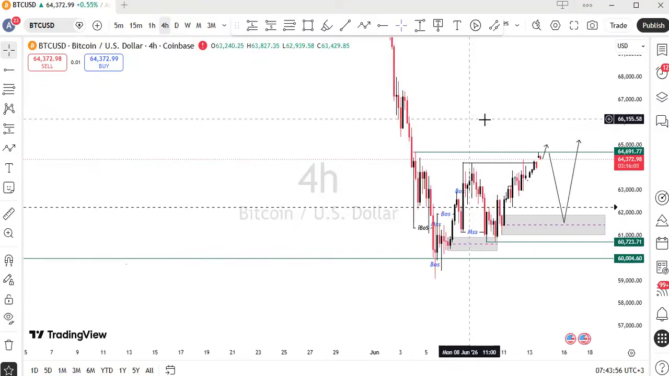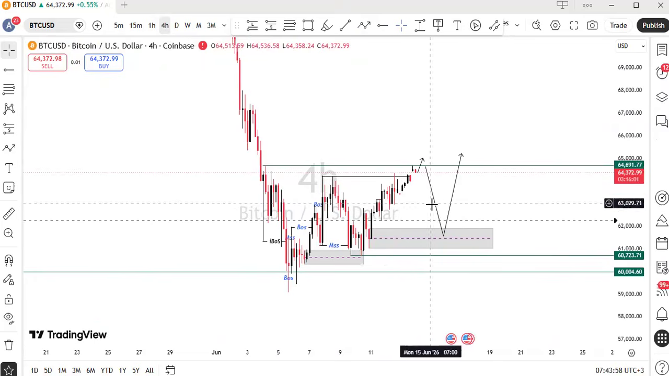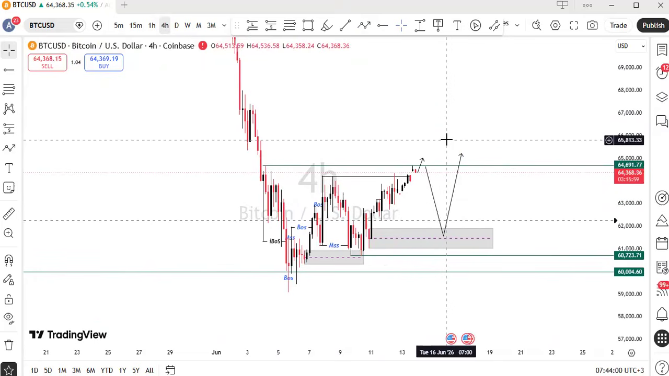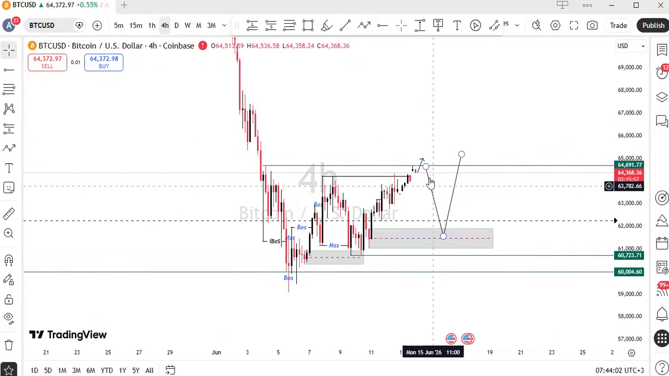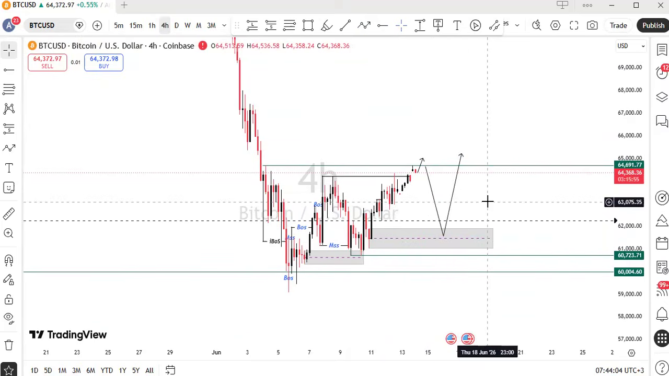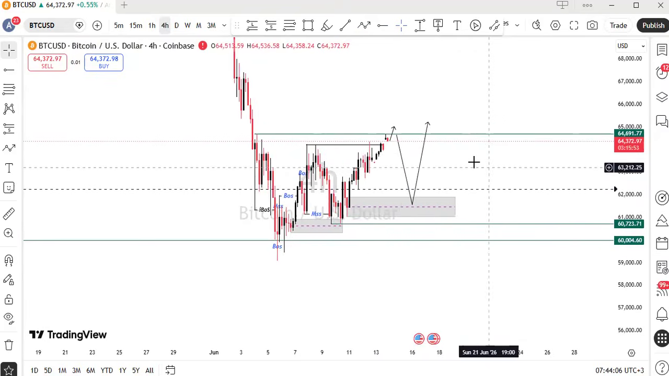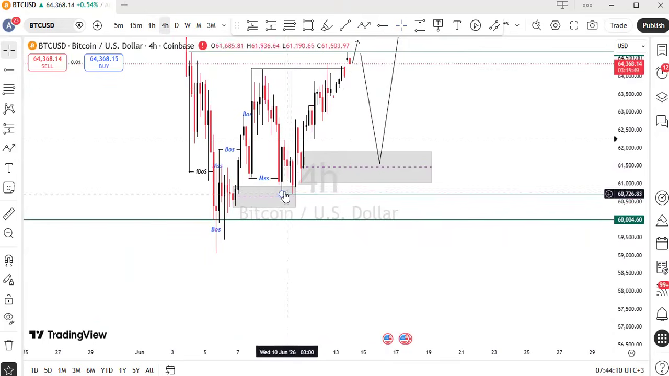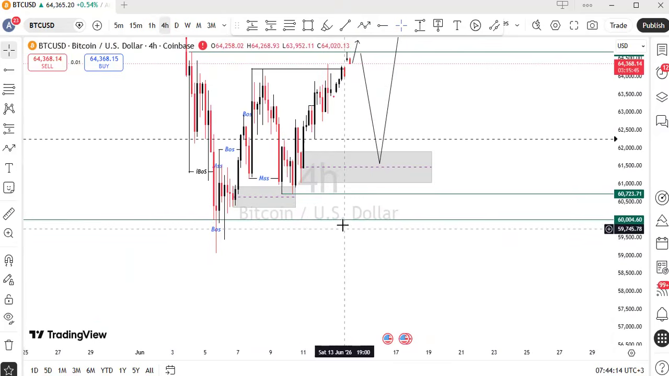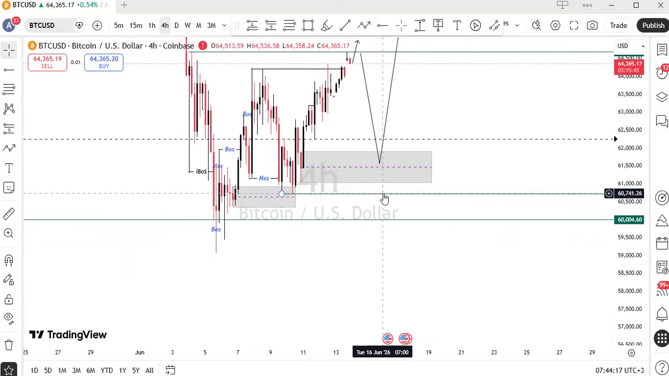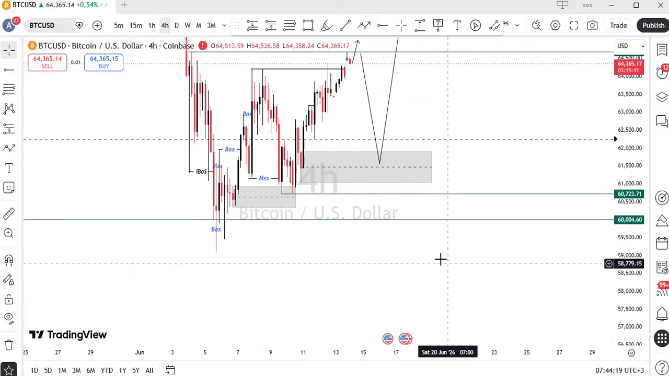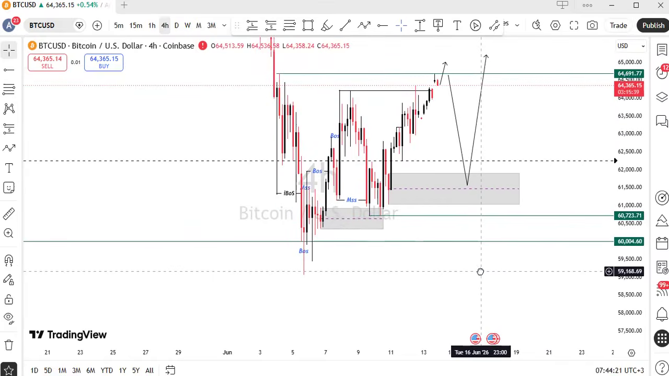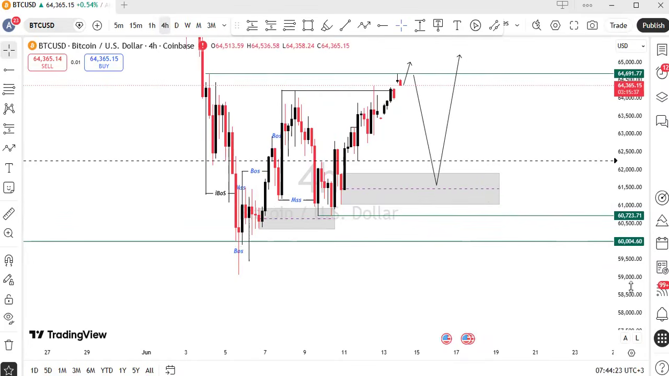So for me, for now, I'm looking for buys on BTC USD. Okay, but if the market respects this high, moves down and closes below this low, then my bias will shift from bullish to bearish, and I'll be looking for selling opportunities to the downside. All right, so make sure to pay attention to that.